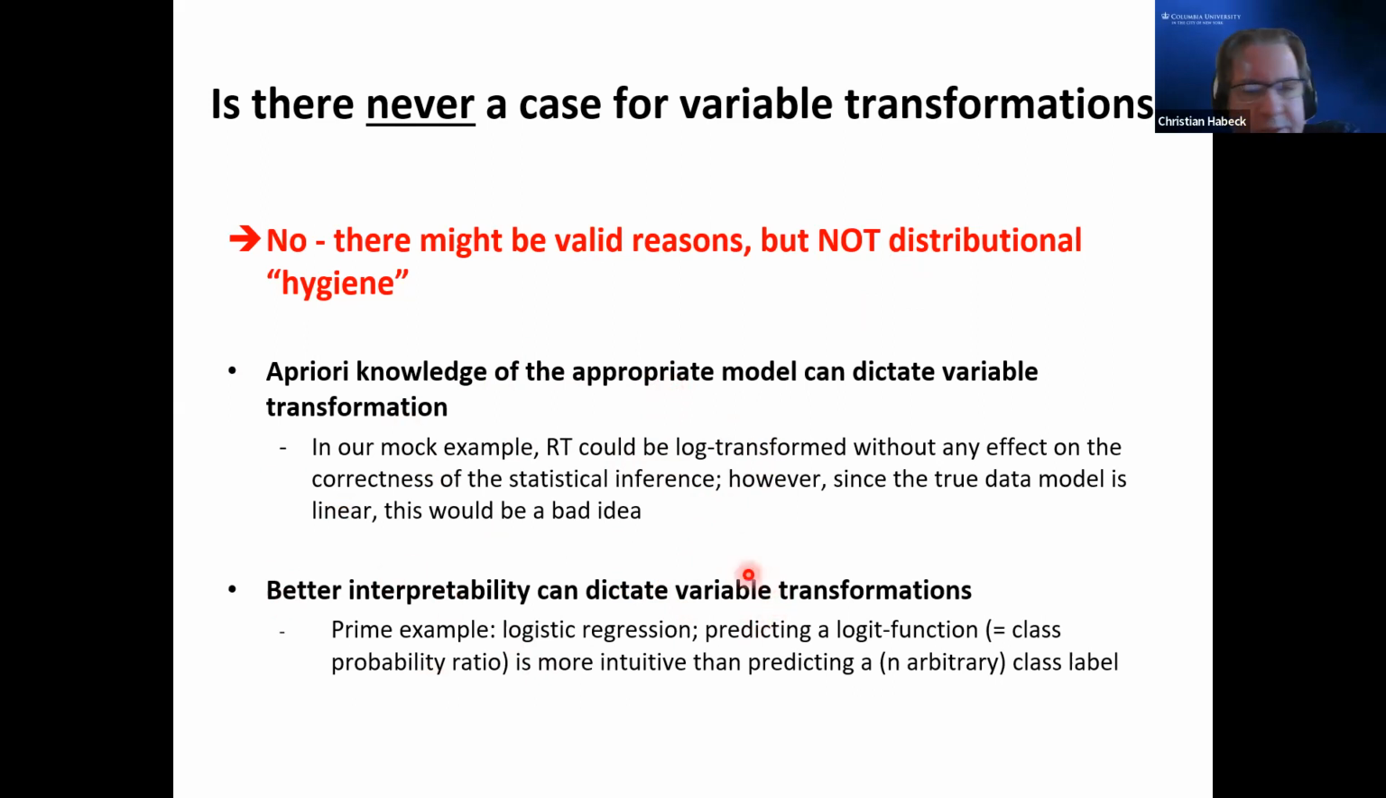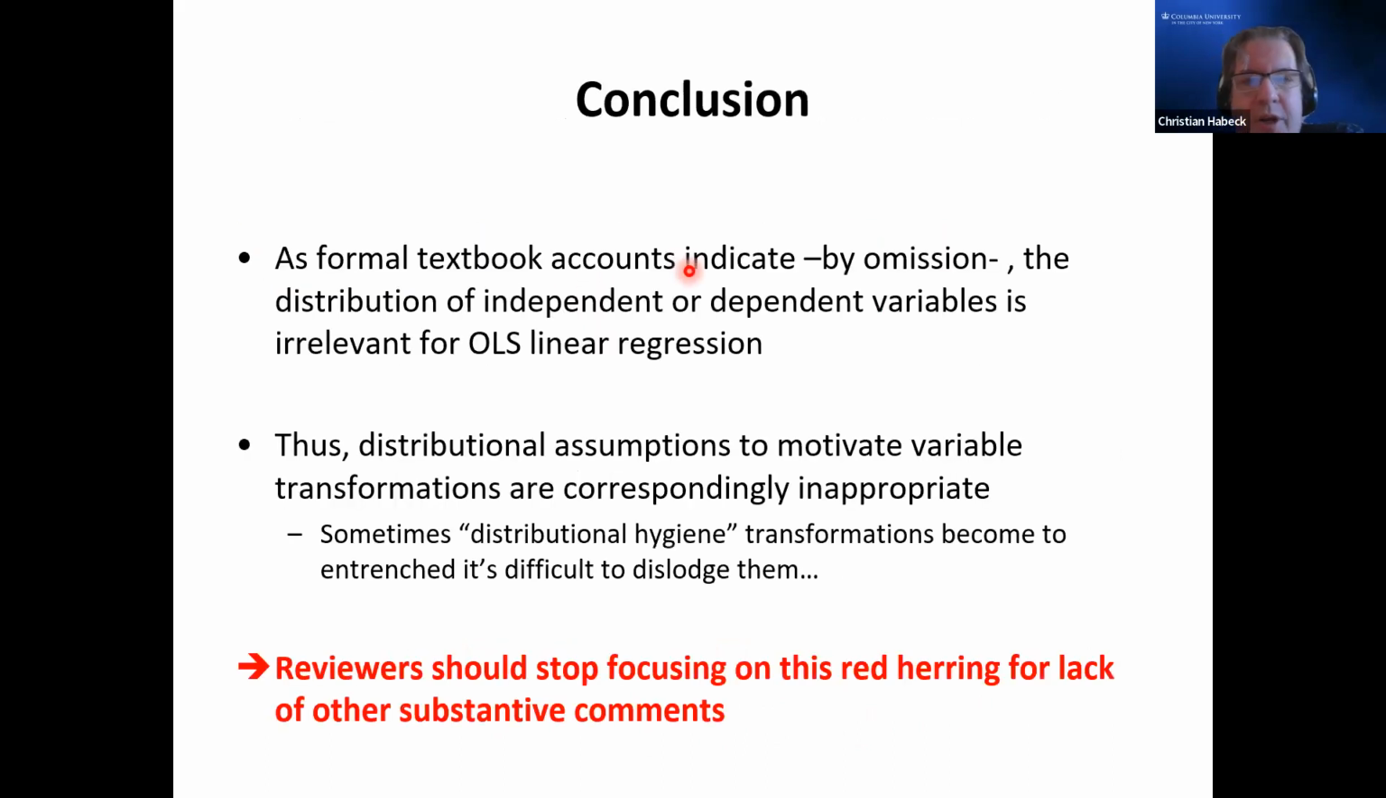Then another thing is interpretability. That's a prime example for logistic regression, right? I can predict a logit function of a class probability ratio. That's much easier to understand than predicting an arbitrary class label. So in this case, I have good reason to transform. The only thing is, again, distributional hygiene shouldn't be your concern.